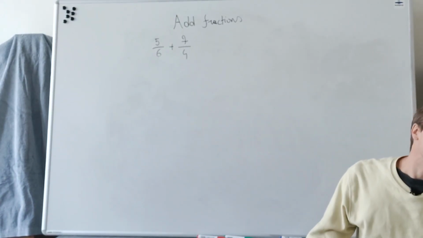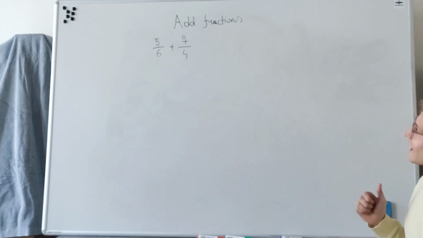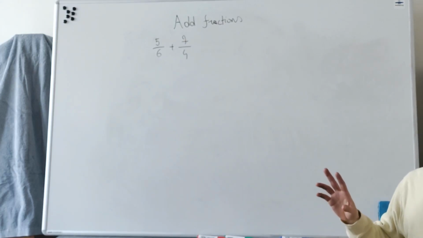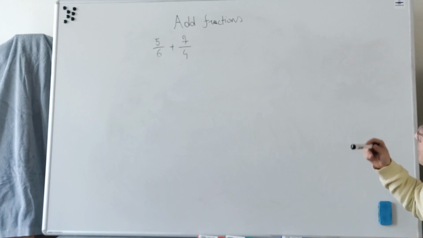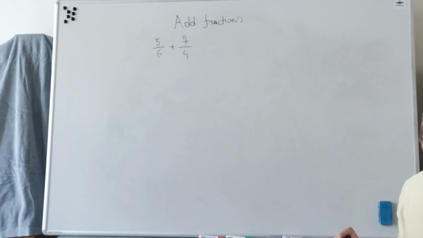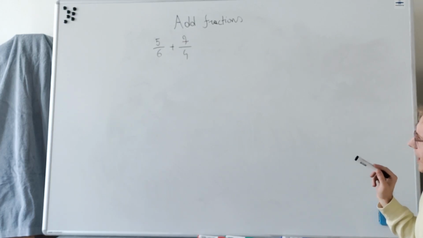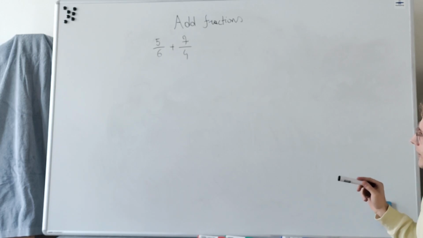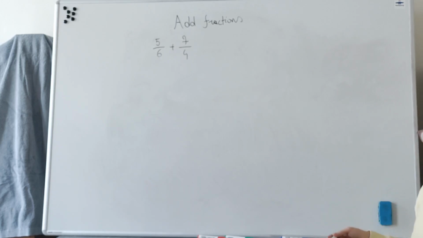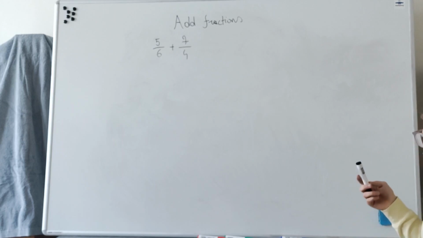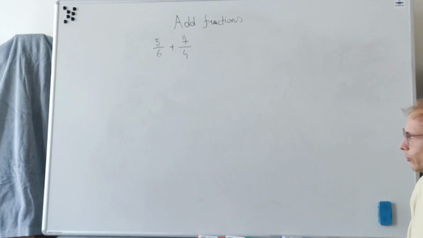Hi everyone! In this video we're going to see a second application of factoring prime numbers, and it's when we have to add fractions together. So let's try and add the fractions 5 divided by 6 and 7 divided by 4 together, but let's first reason a bit on what we actually have to do.